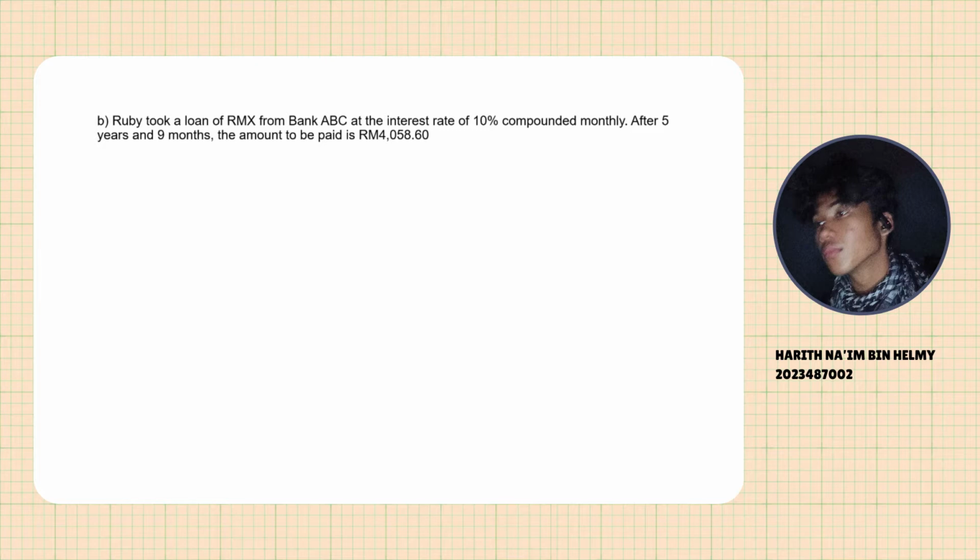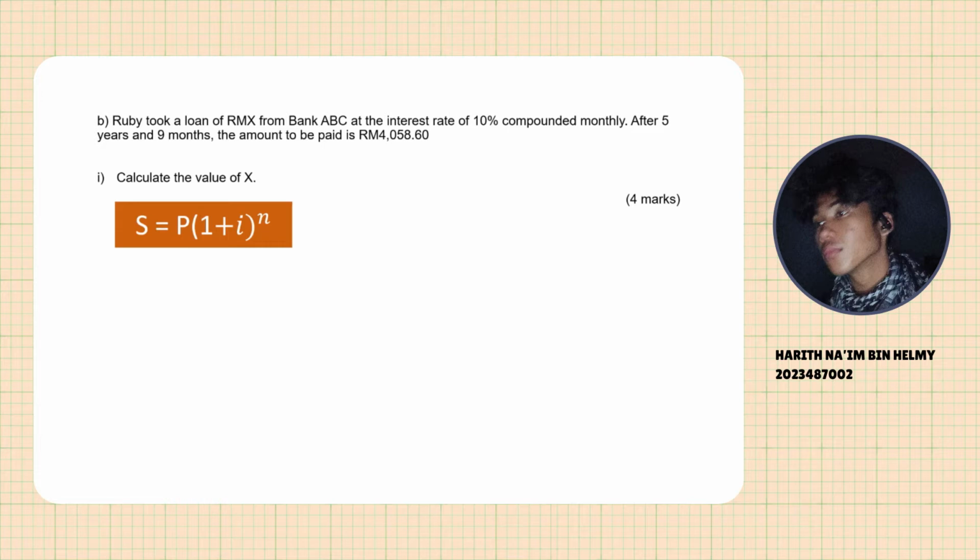B. A total loan of RM X from ABC at the interest rate of 10% compounded monthly, after 5 years and 9 months, the amount we pay is RM4,058.60. Question 1. Calculate the value of X. So we will be using the same formula as before. We find our i and our n. What is our i? 0.10 over 12. Our n is 69. We got all the numbers, we put it into the formula.